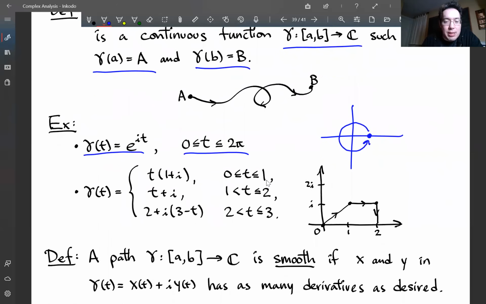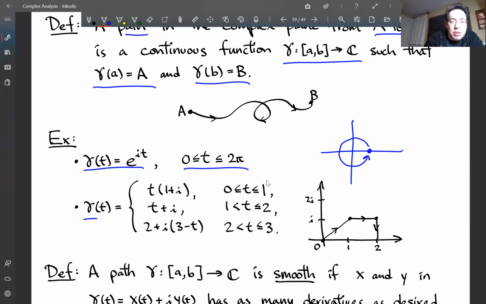Okay, here's another path. It's a multi-part function, and it starts at 0, and as t changes from 0 to 1, it goes from 0 times 1 plus i, which is 0, up to 1 times 1 plus i, which is 1 plus i here, and it does so in a linear way. When t is equal to 1, and as it increases past it, it switches the formula to t plus i.